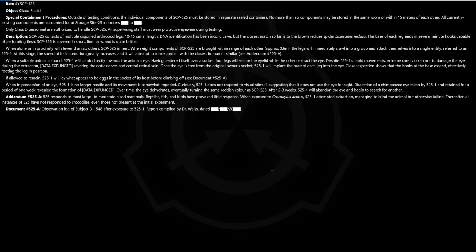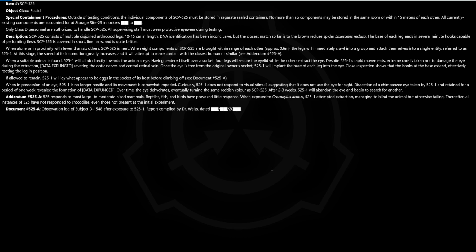Dissection of a chimpanzee eye taken by 525-1 and retained for a period of 1 week revealed the formation of... Over time, the eye dehydrates, eventually turning the same reddish color as 525. After 2 to 3 weeks, 525-1 will abandon the eye and begin to search for another.